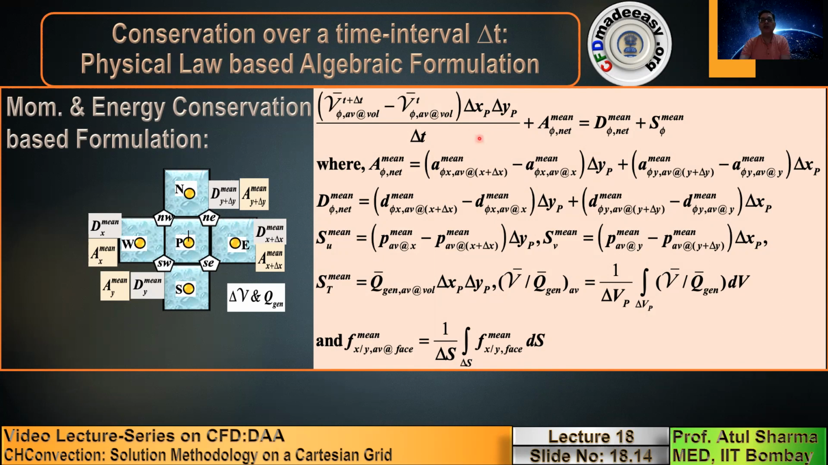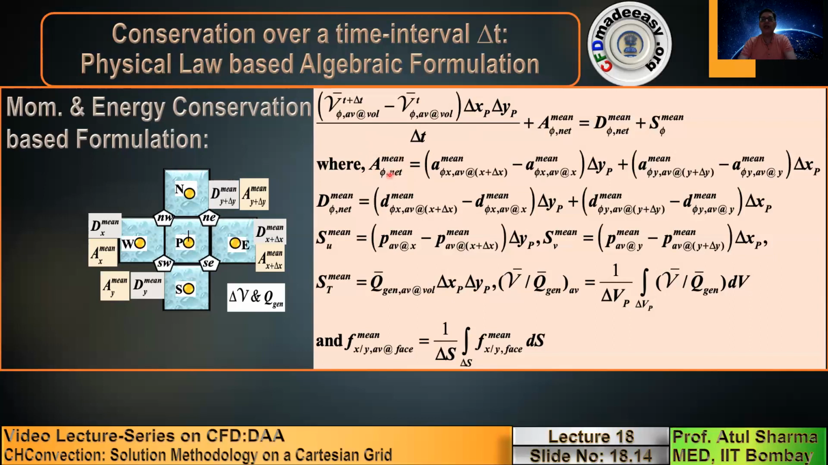Here the difference is only that we are making it much more general, using symbols which are generic in nature, and for generality we are using subscript phi, whose value, if it is U, corresponds to x momentum conservation. If it is V, it corresponds to y momentum conservation. And if it is T, it corresponds to the enthalpy energy conservation. So this is the total advection. This is the net advection outflux, or if it's x momentum, the net flow rate leaving across the surface of the control volume.